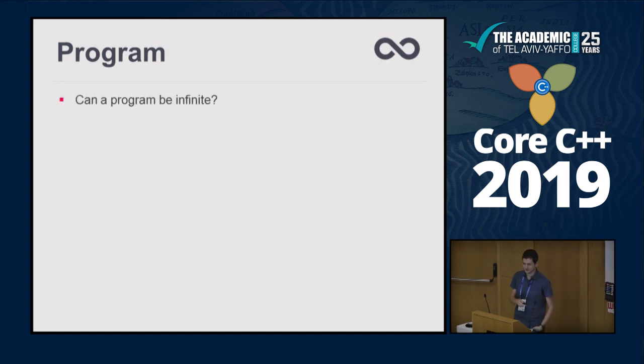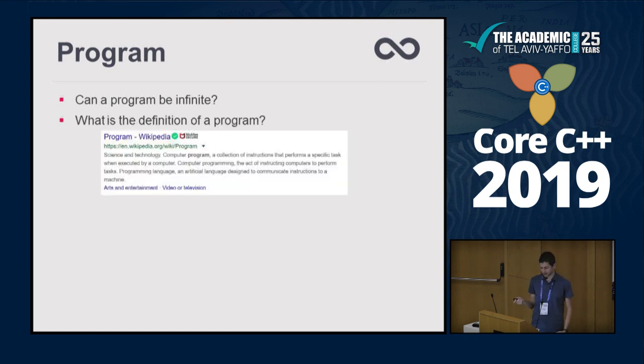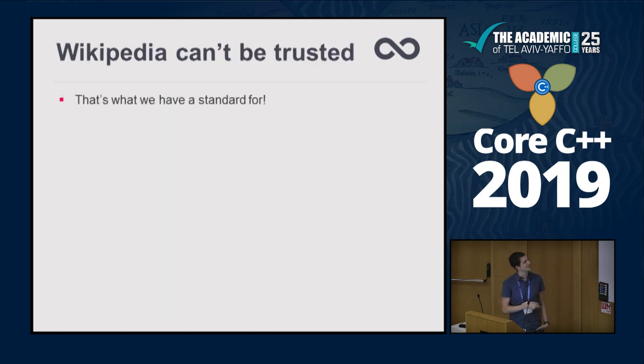So what is a program? Can a program be infinite? That's like a weird question. What is the definition of a program? Well, let me Google that for you, and you get the Wikipedia article for a program, which says a program is a collection of instructions that performs a specific task when executed by a computer. Well, that's kind of unclear if it can be infinite or not, but checking Wikipedia for formal definitions is not recommended, so let's see what the standard has to say about this.